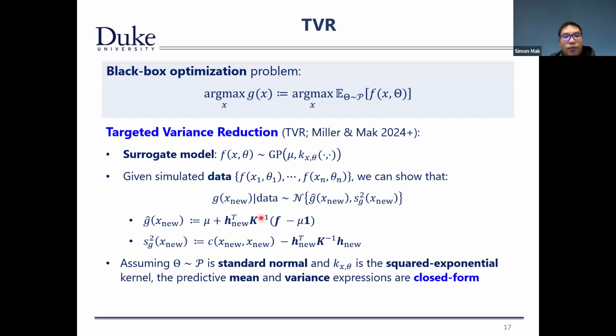And so what we propose here is this idea called targeted variance reduction. And so again, there's two parts here, right? One is building the surrogate model, and the other is defining the acquisition function. So let's take a look at the surrogate model first. Nothing too fancy here, okay?